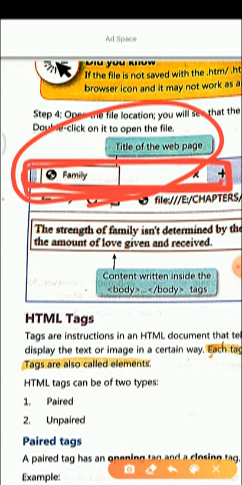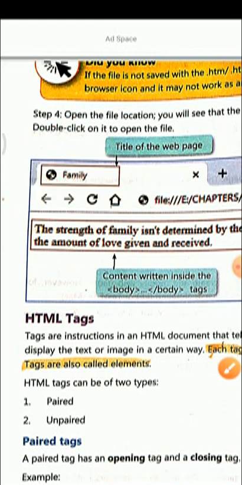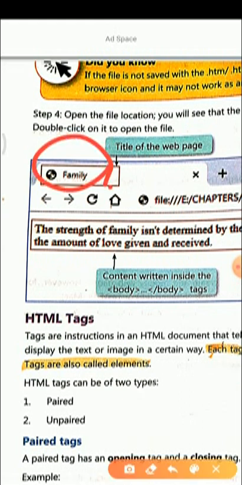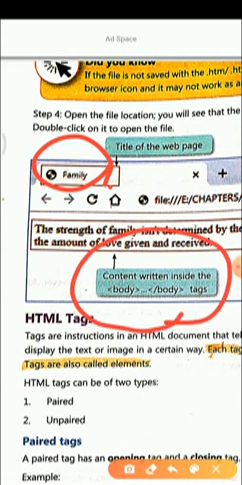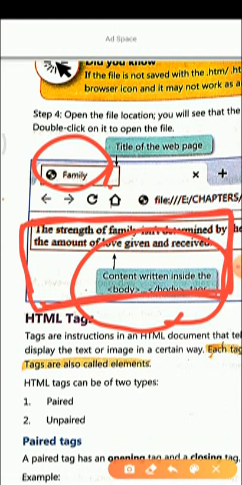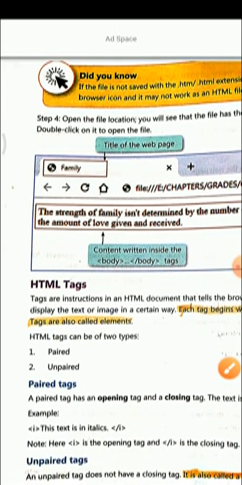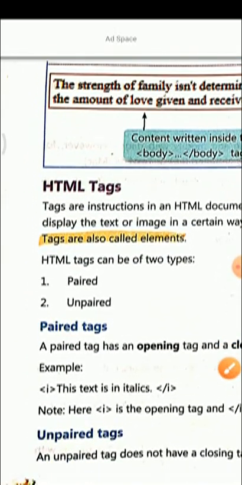When you open any window, this upper horizontal bar is called the title bar, and there you will have the name of your web page, that is the title. The content which you have given or mentioned in the body tag will be displayed in the window's main area, or you can say the central part of the window.